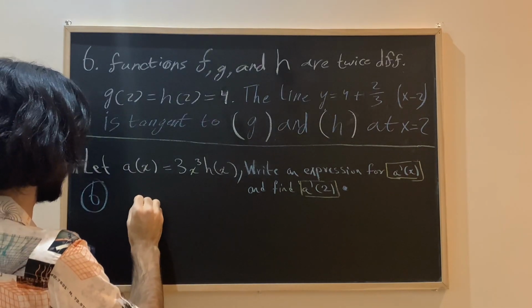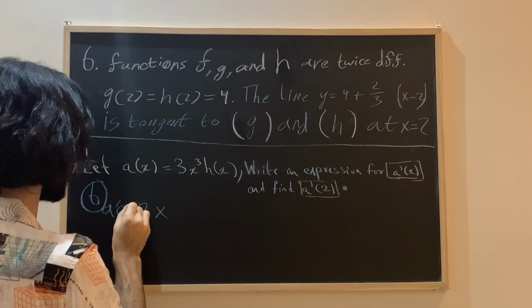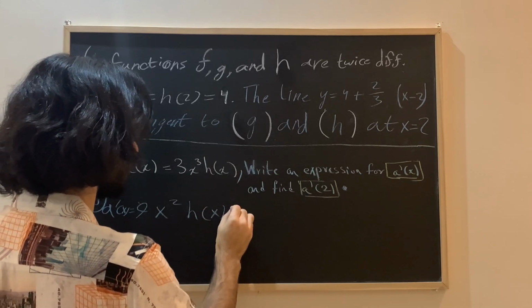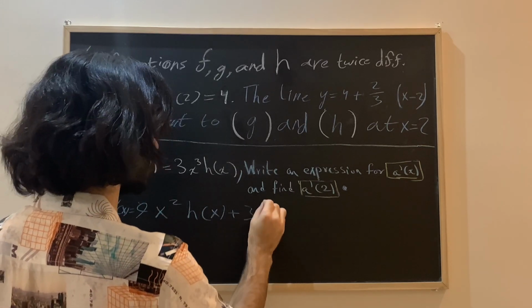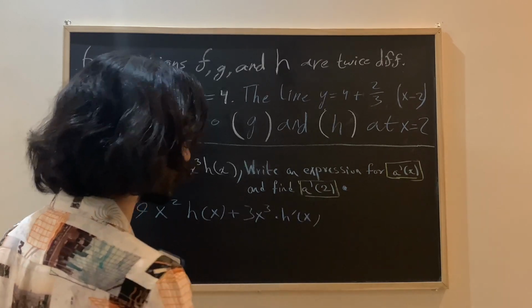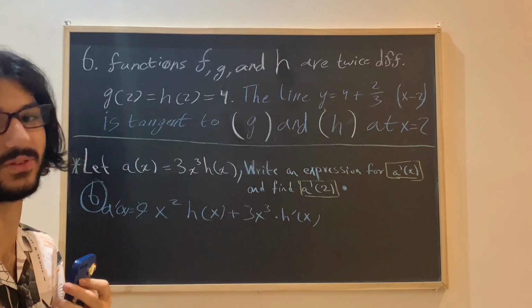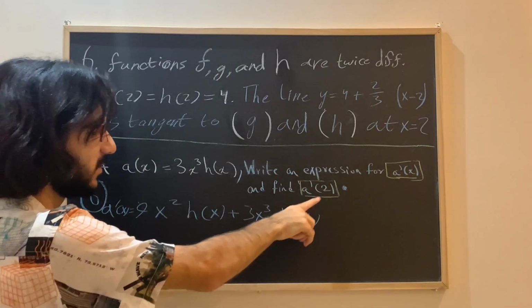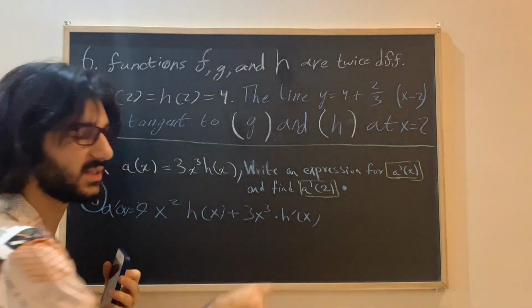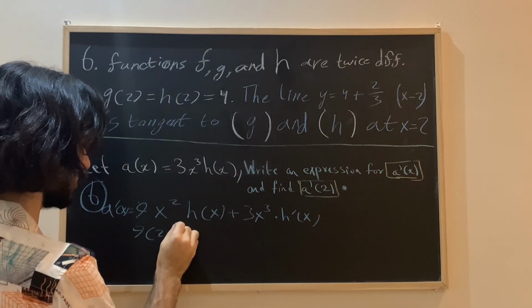Okay, so you have a prime of x equals 9x squared times h(x) plus 3x cubed times h prime of x. That's for the first question, write the expression for a prime of x. Now, to find a prime of 2, you just need to plug in 2 for every x inside of here, which should be simple. And when you do, you're going to get this.